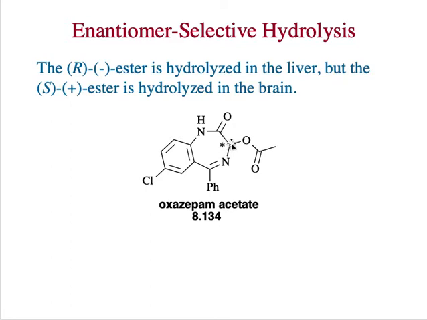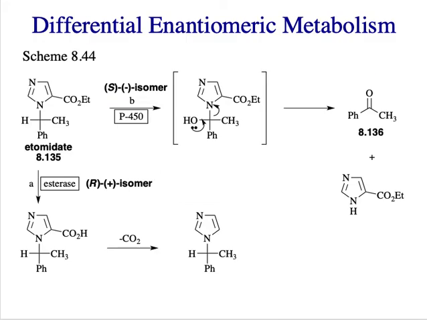So they're talking about this having this stereocenter coming either out of the plane or back behind the plane. This is oxazepam, which is another one of those benzodiazepines. The enantiomers can be differentially metabolized. So here's an example of a drug where the S enantiomer is going to be metabolized by the liver, and the R enantiomer is going to be metabolized by an esterase.